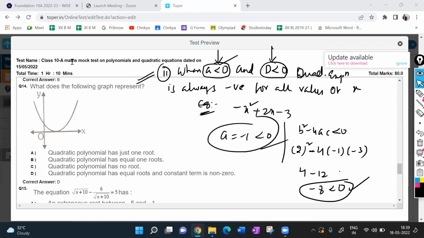What is the option? Option B is what? Quadratic polynomial has equal one root. What is this? The statement itself seems wrong to me. Quadratic polynomial has no root. How will this happen? It's not possible. Quadratic polynomial has equal roots and a constant term which is non-zero. How many of you chose this option? How many of you chose this option, guys? I did, sir. Good, good.